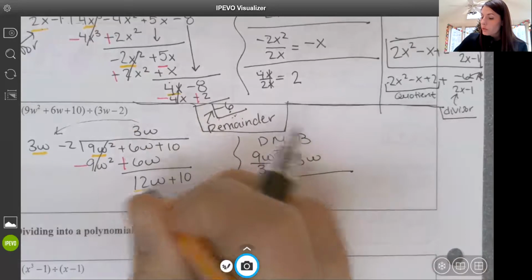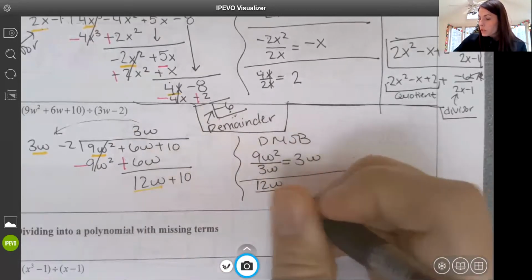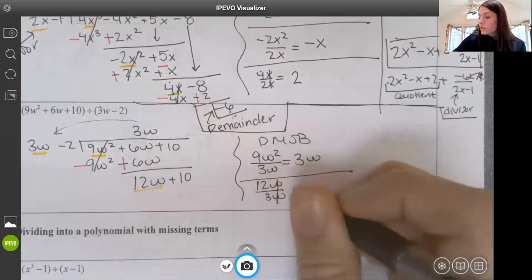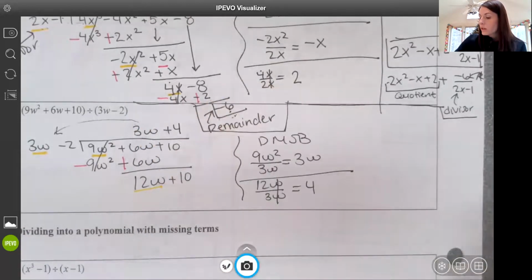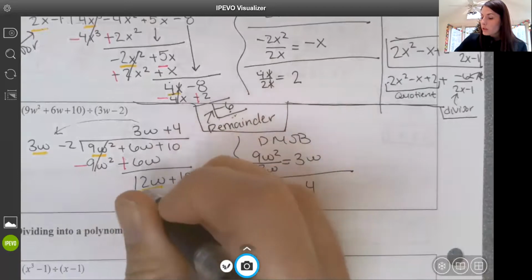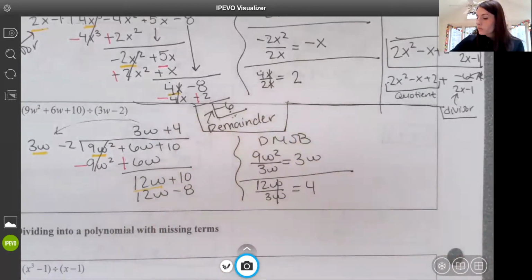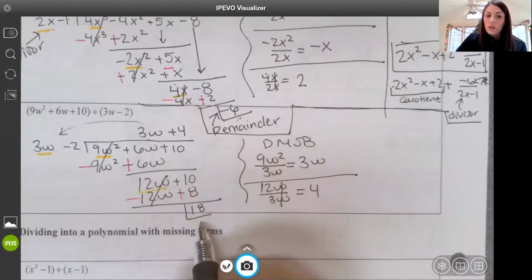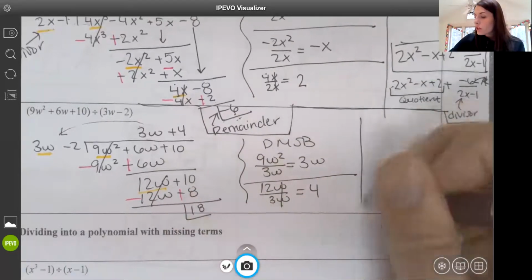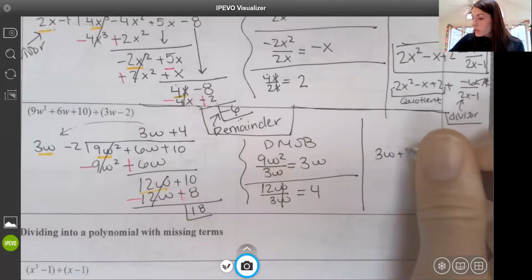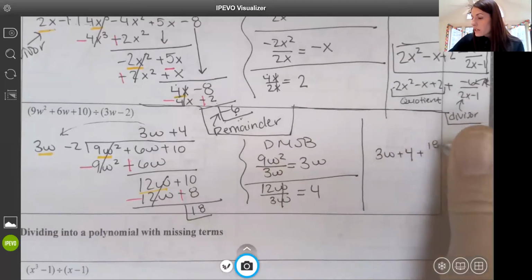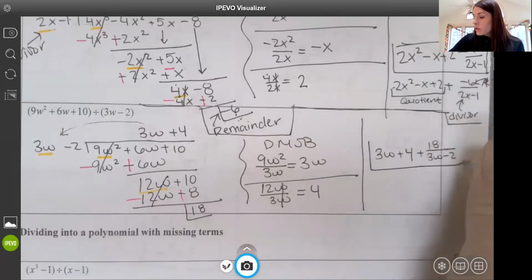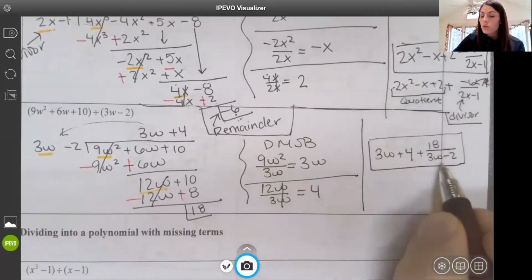Take my new leading term of 12w and divide by 3w. The w's cancel and it gives me 4. Take that 4, multiply throughout front, 12w minus 8. Subtract, changing my signs, these cancel, and gives me a remainder of 18. So my final answer here would be 3w plus 4 plus 18 over 3w minus 2. Quotient, remainder over divisor.